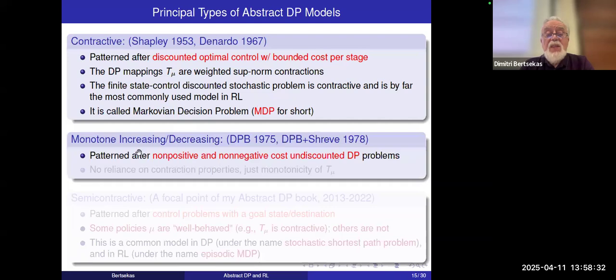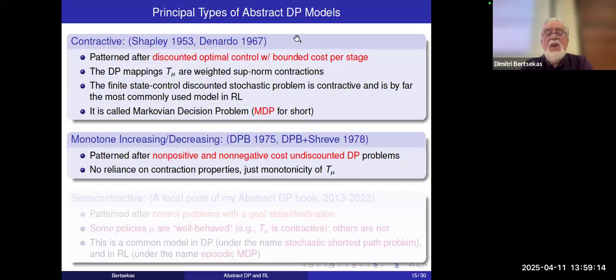Another type of problem that has less structure is the monotone increasing and decreasing model, that is patterned after the non-positive and non-negative cost undiscounted dynamic programming problems. These are important classes of models that also allow for an infinite state and control space. They are very appropriate for classical control theory type of problems. And the analysis of these has no reliance on contraction properties, just based on the monotonicity of T mu and T.